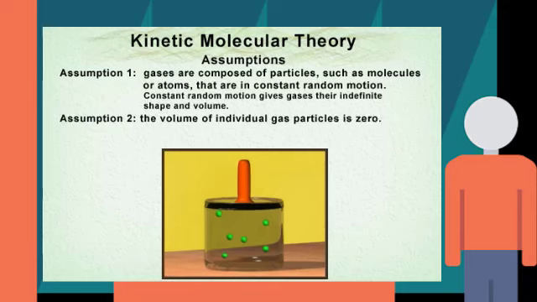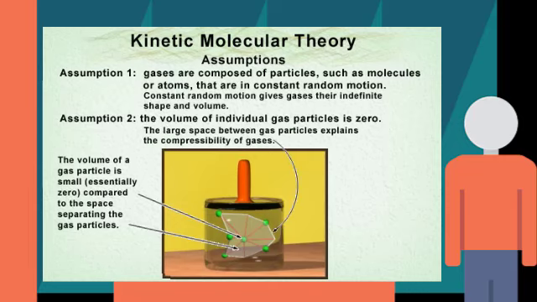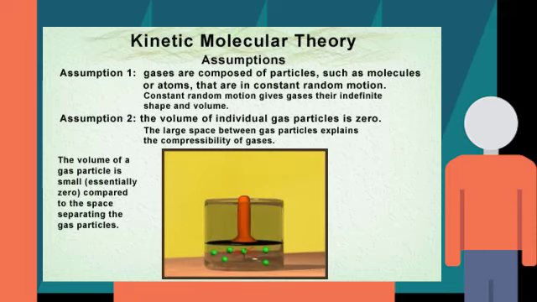A second assumption of the kinetic molecular theory states that the volume of individual gas particles is 0. This assumption is made because gas particles are so small compared to the huge amount of space separating them that their volume can essentially be ignored. The compressibility of gases is explained by this part of the theory. By decreasing the space between the molecules, gases can be squeezed into smaller areas.